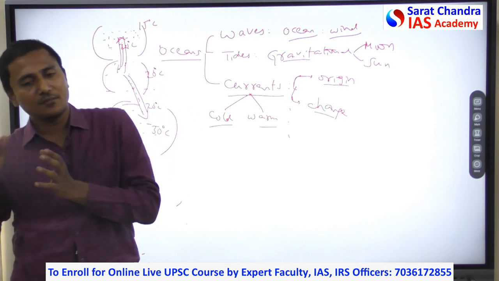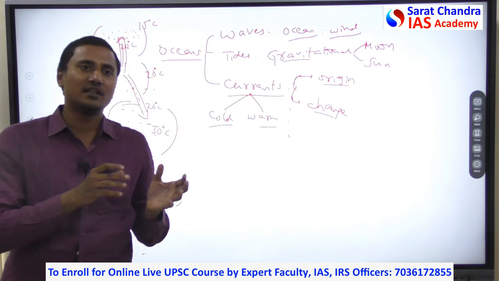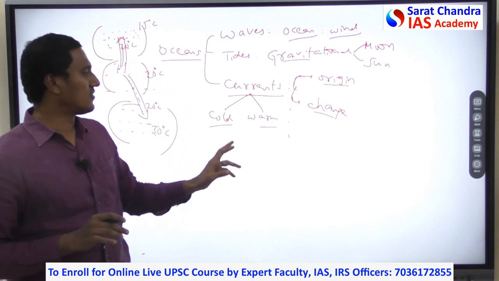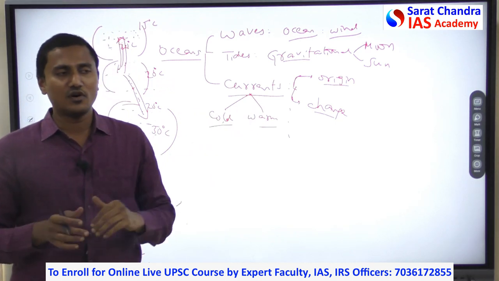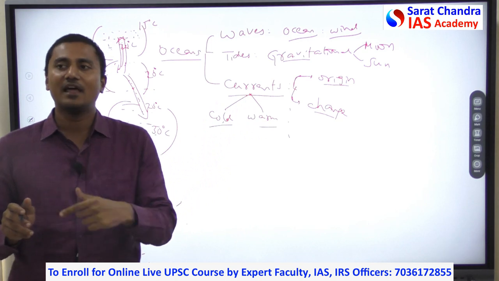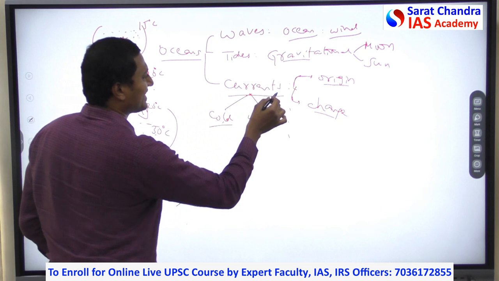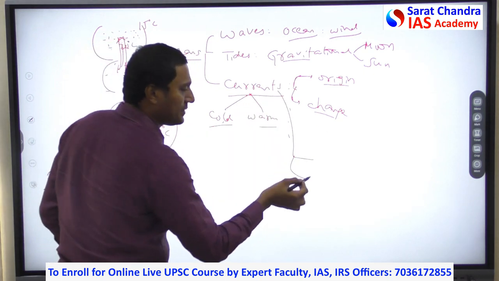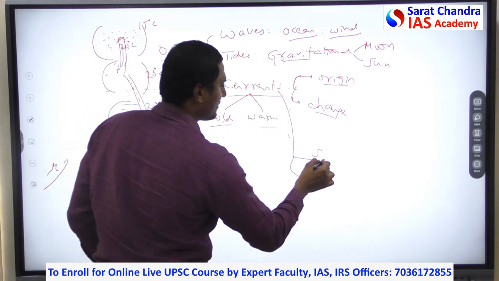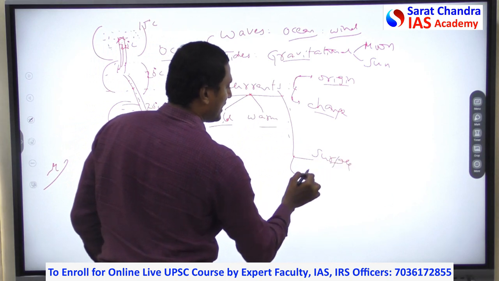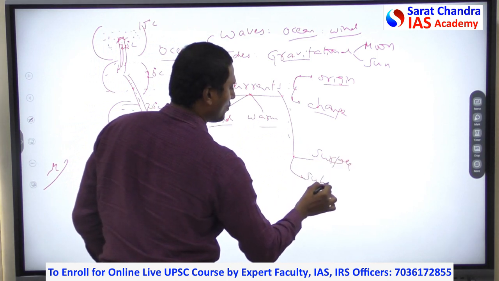The temperature is 20 degrees only, but in some areas we call it a cold ocean current, and in other areas a warm ocean current. That is the definition of cold and warm ocean currents. So, we do not define it by temperature; we define it by relative temperature. Also, see, ocean currents can also be classified as surface ocean currents and underneath ocean currents.